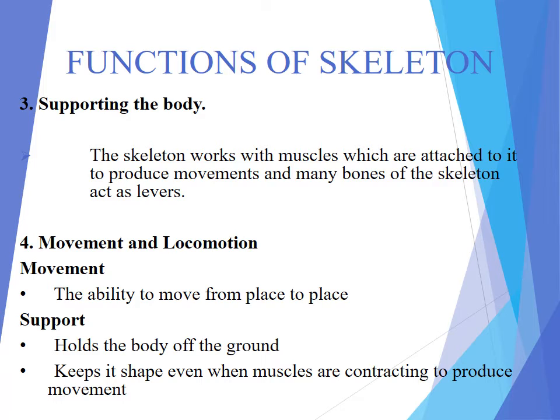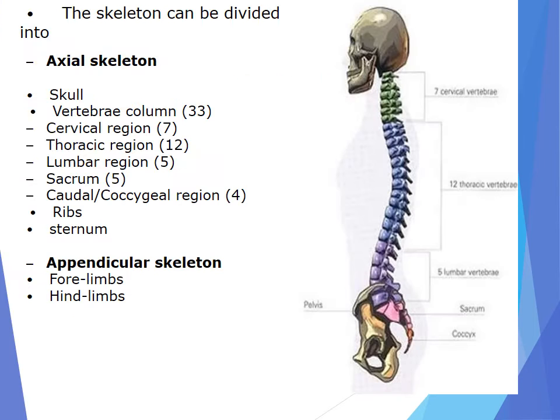How does the skeleton provide us support? It holds the body off the ground. It keeps its shape even when muscles are contracting to produce energy. Now the skeleton itself is divided into two parts, axial skeleton and appendicular skeleton. The axial skeleton has four main parts: skull, vertebral column, ribs and sternum. Skull, as you know, includes the brain; the vertebral column includes the spinal cord. There are thirty-three vertebrae present in the adult human.